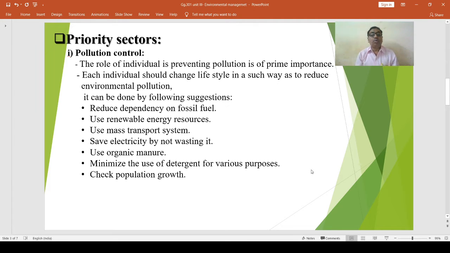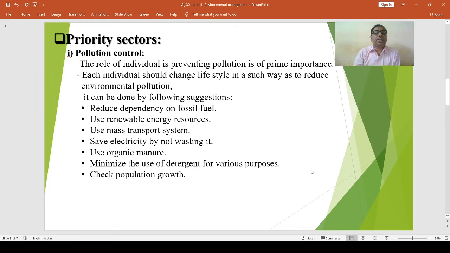Decrease the use of automobiles. Use organic manure instead of chemical fertilizers. Use less hazardous chemicals. Minimize the use of detergent for various purposes. Check pollution, check population growth so that demand of materials will be under control.